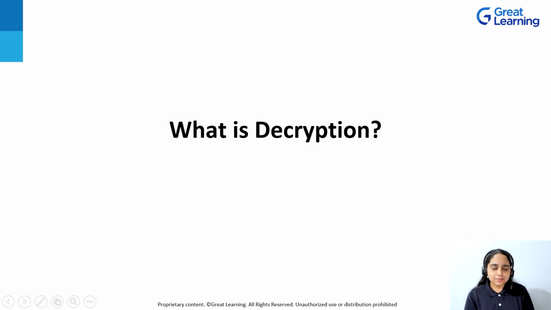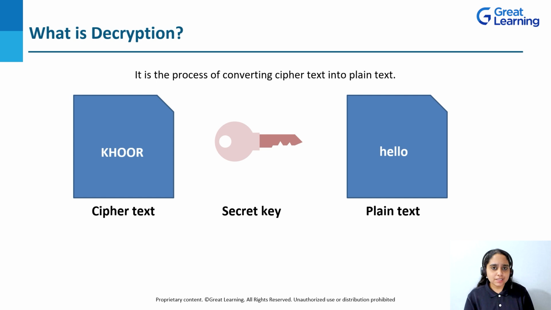So far you guys have learned what is encryption. So it's time for you all to understand the reverse process of encryption, that is decryption. Decryption is the process of converting ciphertext into plain text. Ciphertext is the encrypted data. Plain text is the unencrypted data. All of you know that ciphertext is represented using uppercase letters and plain text is represented using lowercase letters.